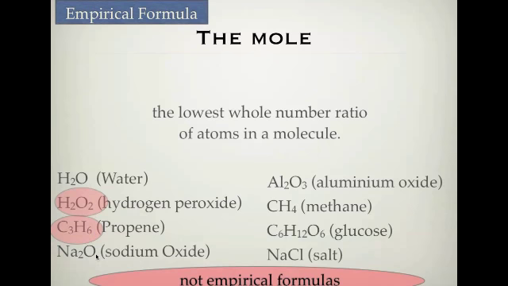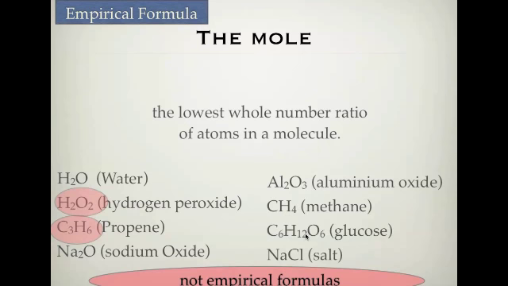Sodium oxide, on the other hand, is a 2 to 1, lowest whole number ratio, all good. Aluminium oxide, 2 to 3, lowest whole number ratio you can get. You can't get any smaller than 2 to 3. Methane, 1 to 4, once again, whole number ratio.